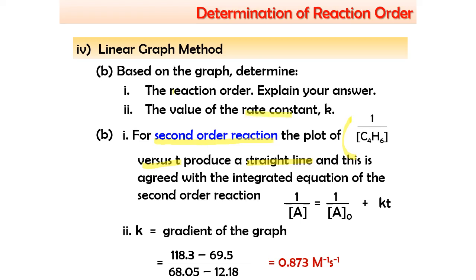the value of rate constant, so from gradient of the graph. Okay, it is much easier. You can choose 2 points from the table. Okay, tapi kamu mesti kena tunjuk juga the calculation. So ini y, so y2 minus y1 and then x2 minus x1. So you will get the gradient untuk the graph, from the graph. So it will be 0.873 per molar per second.